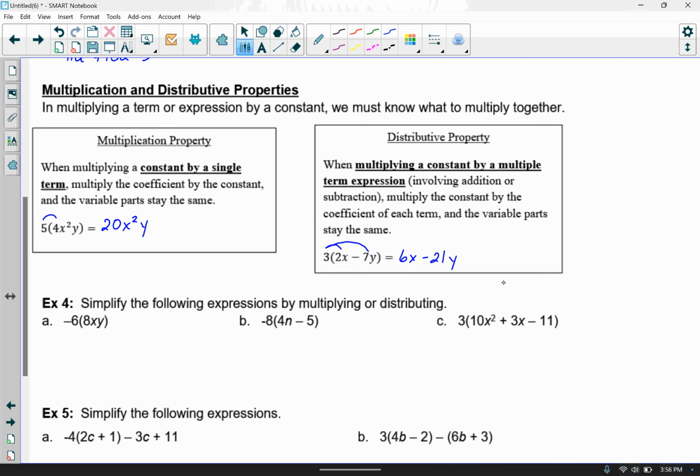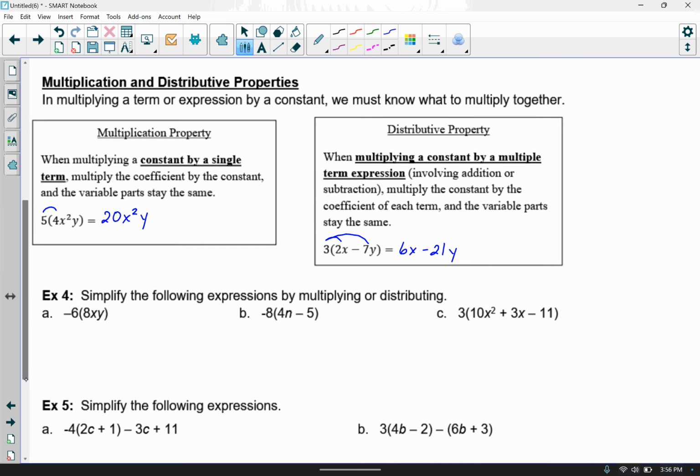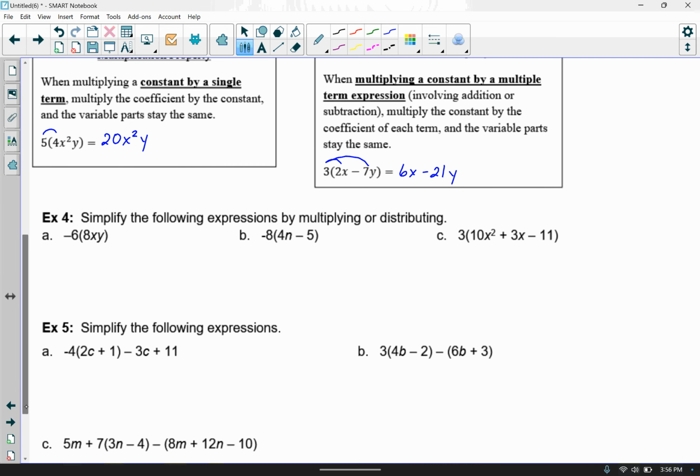All right, so now let's come on down to example 4. In example 4, it tells us to simplify by either multiplying or distributing. Let's do A and B on here. And again, like I said, the multiplying and distributing, in both cases, you're still multiplying. The only difference is with multiplication, you're just multiplying by one term. With distributing, you're multiplying times many terms that are in that parentheses, more than one term. All right, so in letter A, -6 times 8, -48xy.